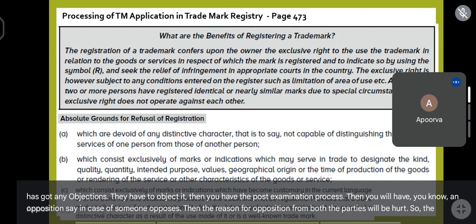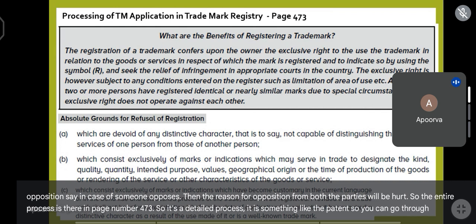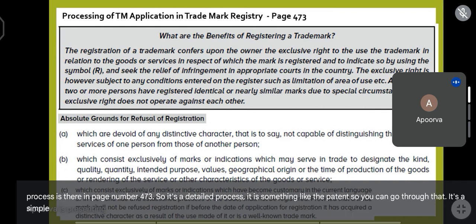So the entire process is there on page number 473. So it's a detailed process. It is something like the patent, so you can go through that. It's in simple terminology. Now, what are the benefits of registering a trademark?